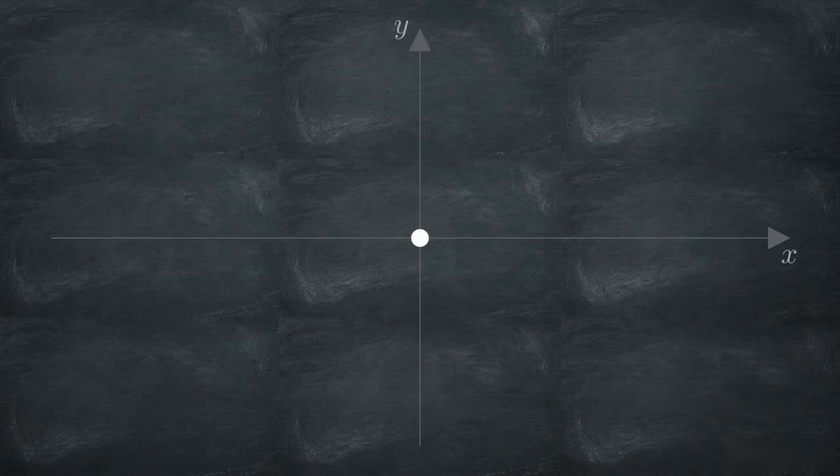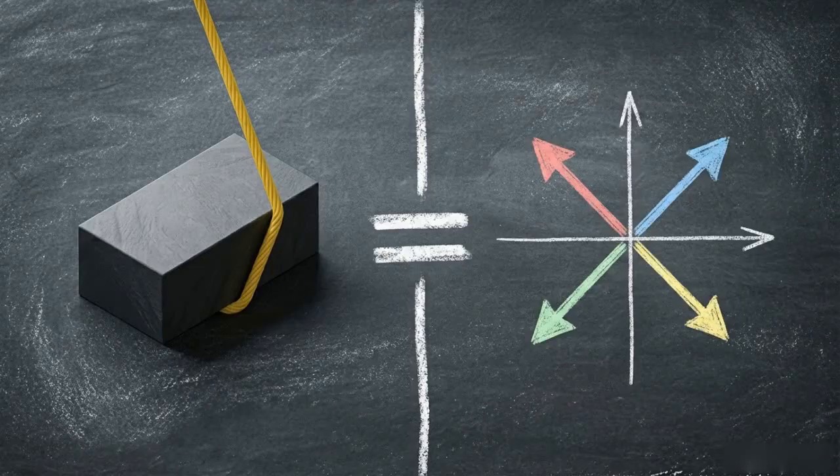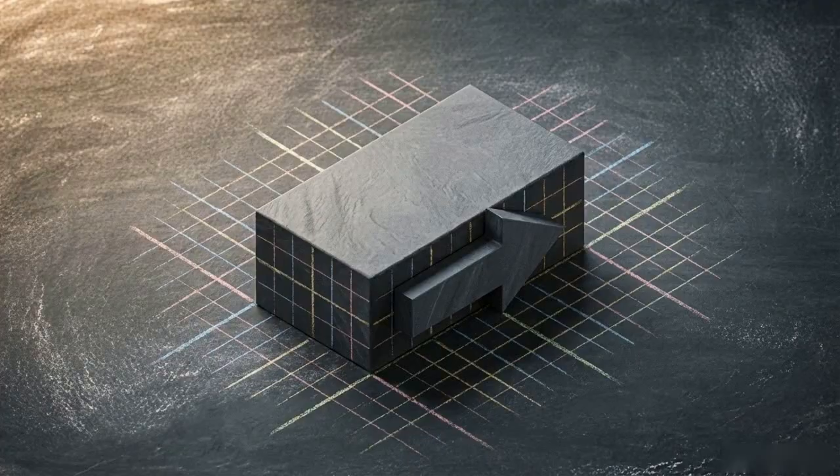First, we represent the object as a single dot or point mass. Next, we superimpose an x and y coordinate system. Finally, we draw external forces as arrows anchored on the dot: gravity down, normal force up, and tension pulling at an angle. This diagram translates the physical setup into a geometric map, which we can now use to write our equations. Newton's second law, force equals mass times acceleration, is the engine we use to solve the diagram.